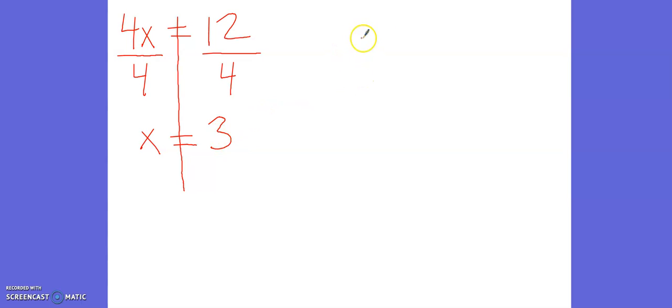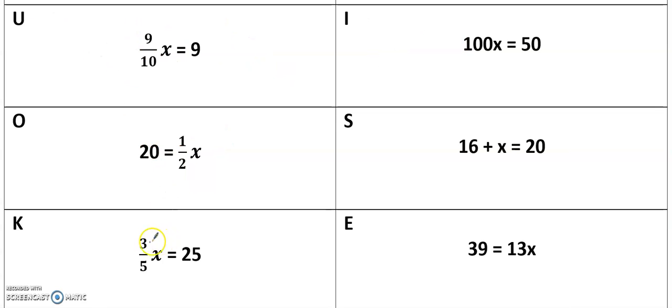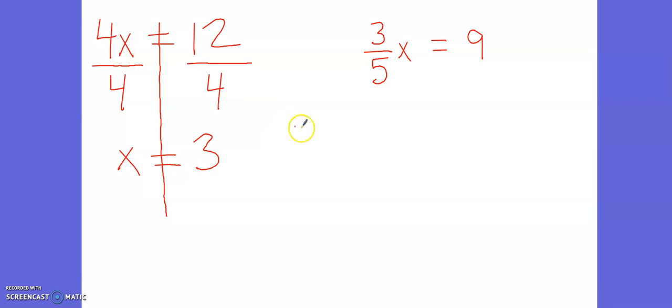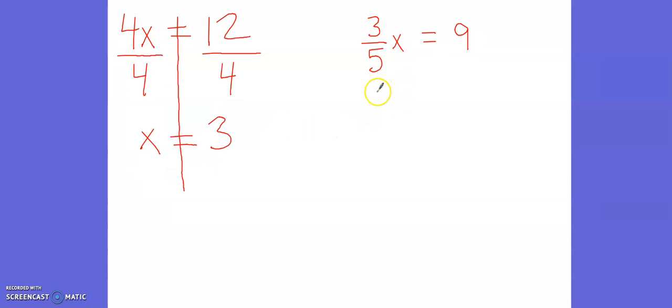Well, what if you have something a little bit different? What if you have something like this? 3/5 x is equal to 9. Oh, I think that's one of our problems, isn't it? Oh, wait, no, it's not. Well, that's close, though, so this will help you. 3/5 x equals 9.